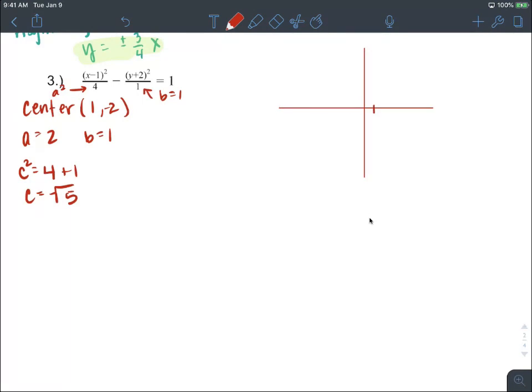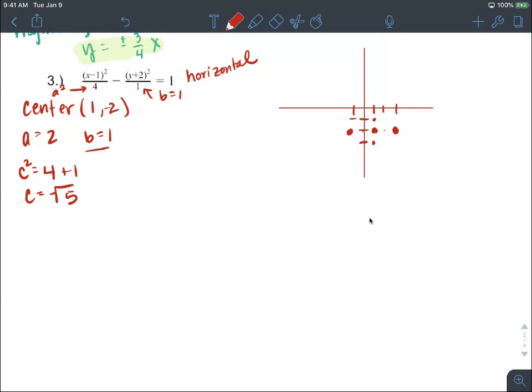Okay, my center is at 1 comma negative 2. All right, and then from there, my x squared is first, it's positive, so this is horizontal. Okay. So I'm going to count out 2 units to the right, 1, 2, and 2 units to the left, 1, 2. Okay, and then that's where my vertices are, and I'm going to go ahead and count up 1 and down 1 from the center for my b value.